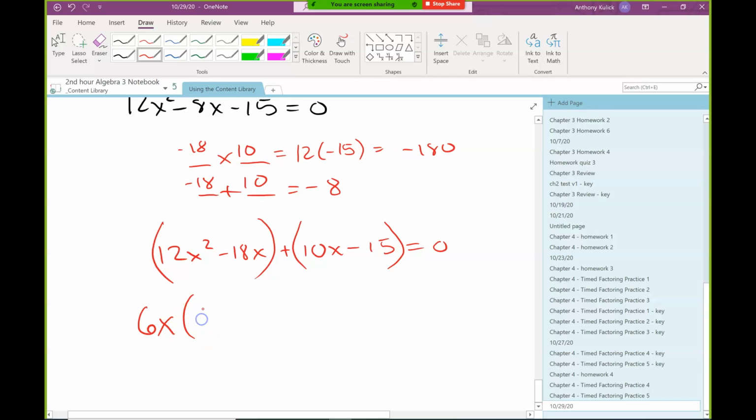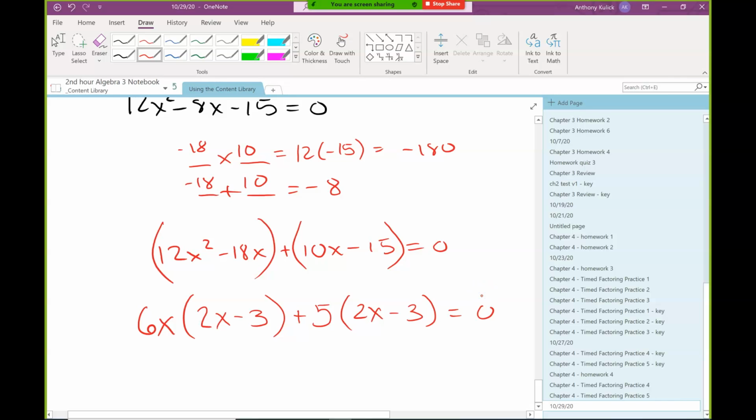Everybody okay with that? 12x squared divided by 6x. 12 divided by 6 is 2. x squared divided by x is x. Negative 18x divided by 6x. 18 divided by 6 is 3. x divided by x is 1. So no more x's. Then 10x and 15. What do we see there? Greatest common factor is 5. 10x divided by 5 is 2x. 15 divided by 5 is 3.